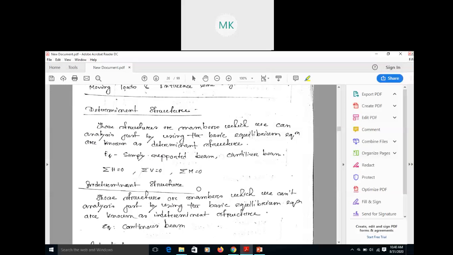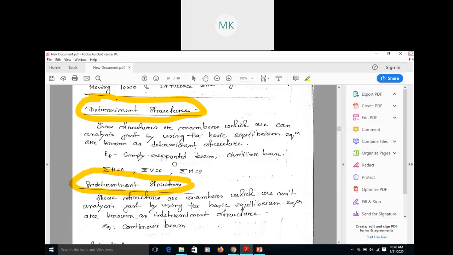Okay. There are two types of structure. We know there are two types of structure. One is determinate structure and one is indeterminate structure. Okay. So what is this basically determinate and indeterminate structure? So here you see this definition. These structures or members which we can analyze just by using the basic equilibrium equation is known as determinate structure.